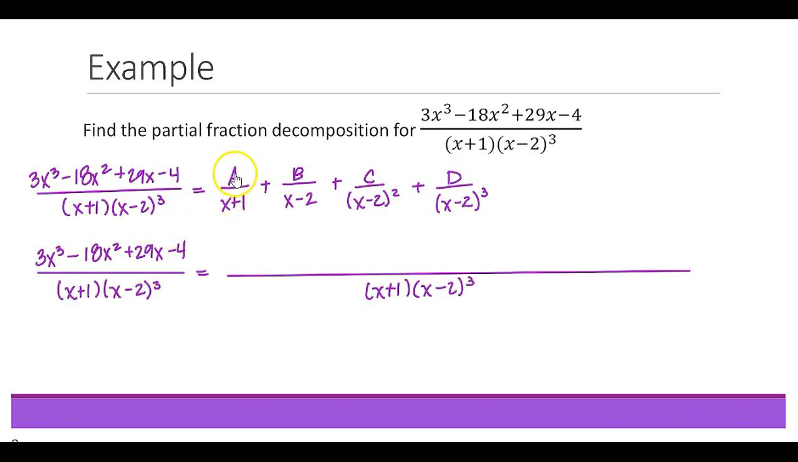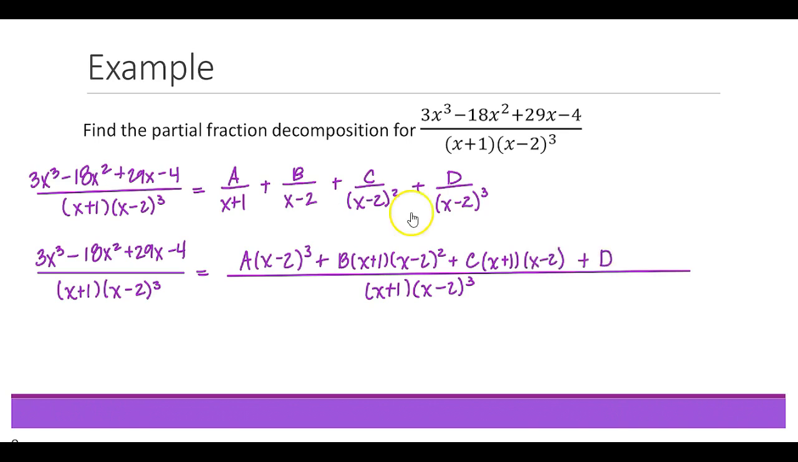And what's going to happen is a is going to need to get multiplied by the x minus 2 cubed. So we have a times x minus 2 cubed, plus b will need to get multiplied by 1 copy of x plus 1. And it already has 1 copy of x minus 2, so 2 extra copies of x minus 2. So we have b times x plus 1 in parentheses, x minus 2 squared, plus c will need 1 copy of quantity x plus 1, 1 quantity x minus 2. So c times x plus 1, x minus 2.